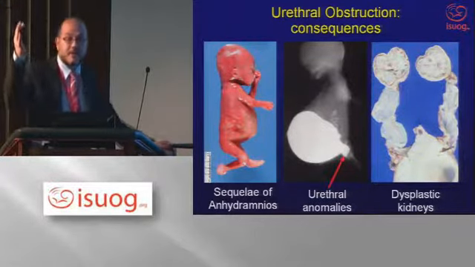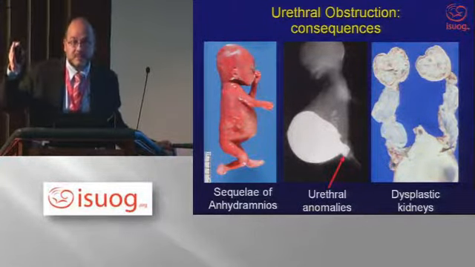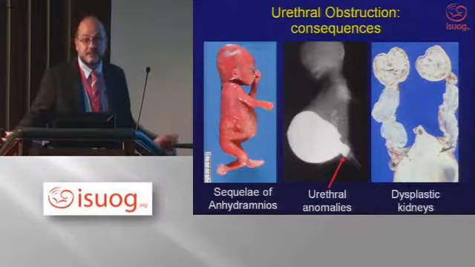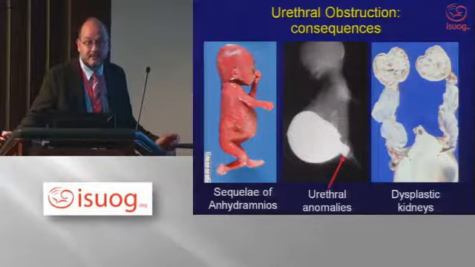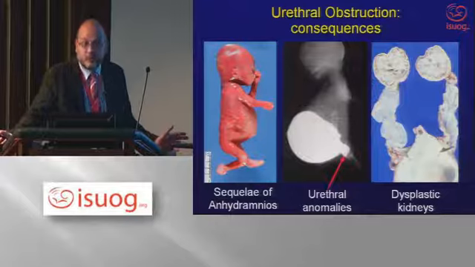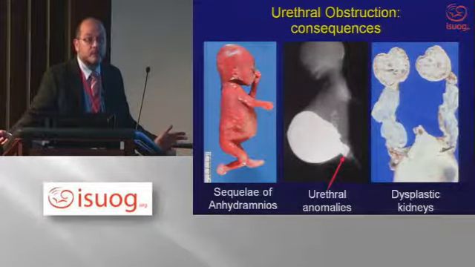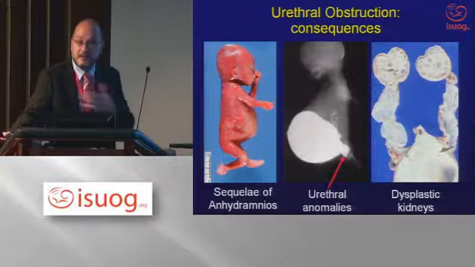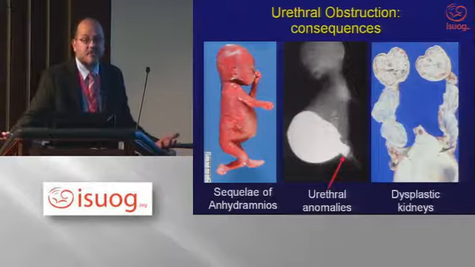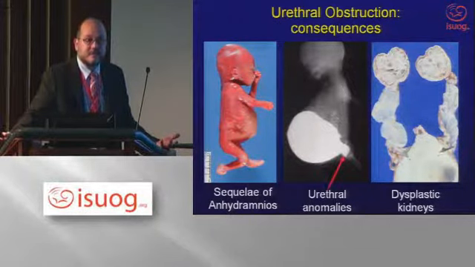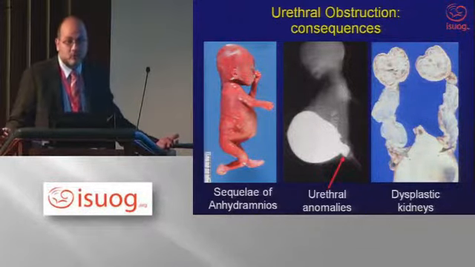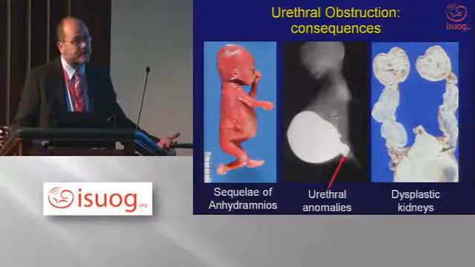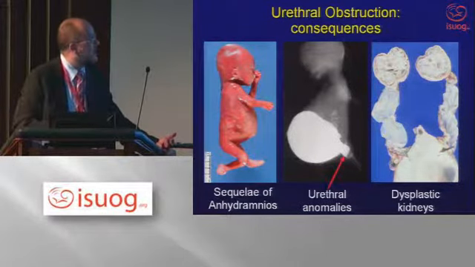Now, when does the anhydramnios occur in complete obstruction of the bladder? Will you see it at your first scan at 12 weeks? No, the amniotic fluid will often be normal at 12, 13, 14 weeks because most of the amniotic fluid at that stage is still made by the placenta and exudate through the skin. And it's only after about 18 to 20 to 22 weeks that almost all the amniotic fluid is made by the bladder, and it's only at that stage that you will see the anhydramnios.